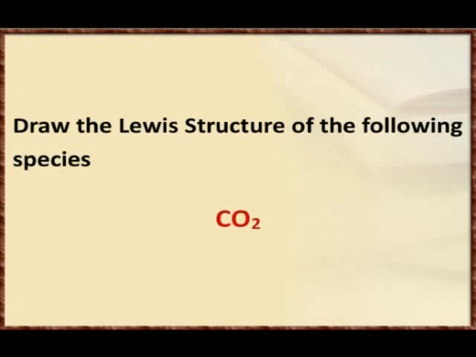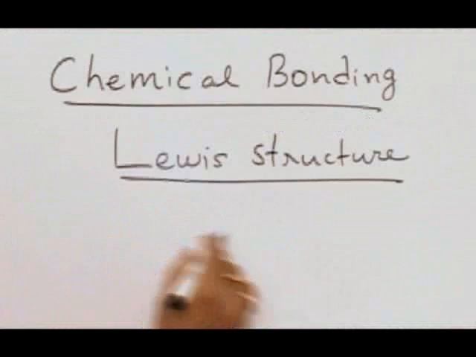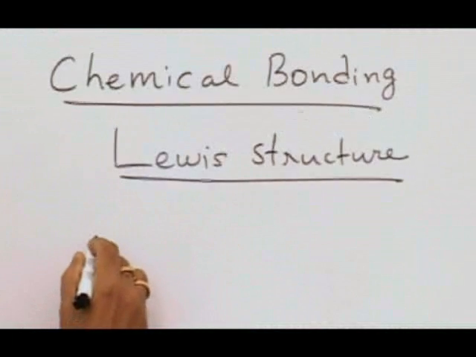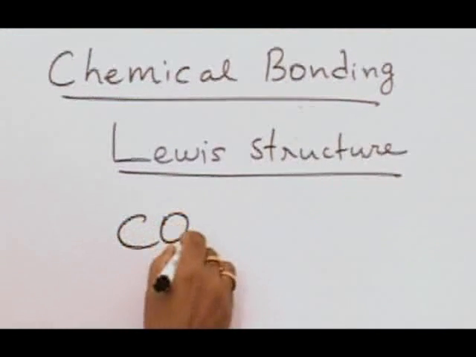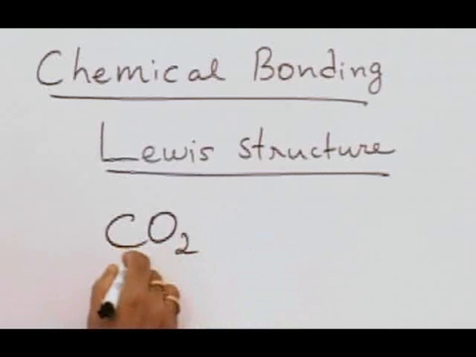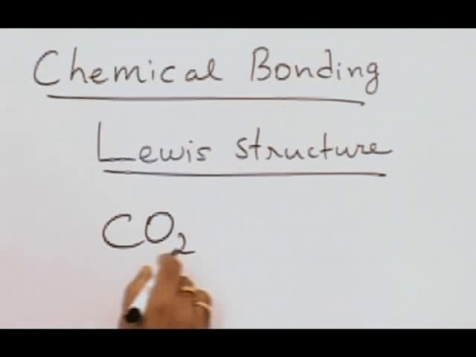In part 1, we are going to draw the Lewis structures. The Lewis structure of the first molecule, carbon dioxide. So, how to draw the Lewis structure? First, we have to arrive at the number of valence electrons.